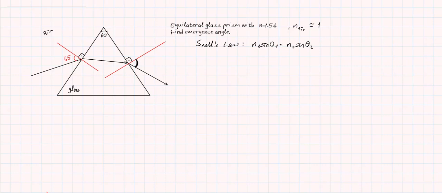Okay, so in this example, we are given a prism, an equilateral prism, which means that all angles are 60 degrees. For this question, we don't need this information, but we still have it. The refractive index is given as 1.54, and we know that the index of air is 1. We will always accept it as 1. And our incidence angle is 45 degrees with respect to the surface normal. So I draw the surface normals here on both sides. And it asks for the emergence angle.